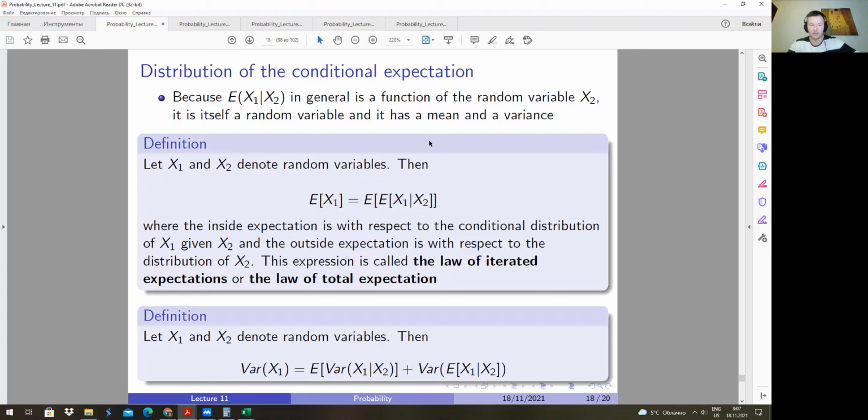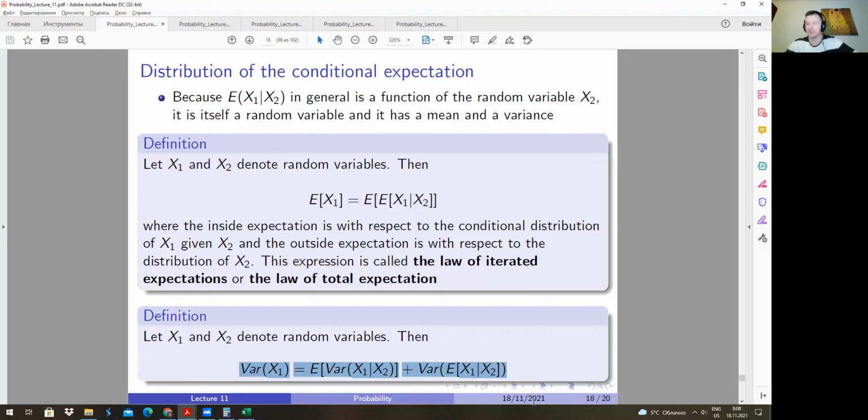And the variance of x1 equals this: the expectation of a conditional variance plus the variance of a conditional expectation. Kind of some mixture. This expression is also used often in statistics.